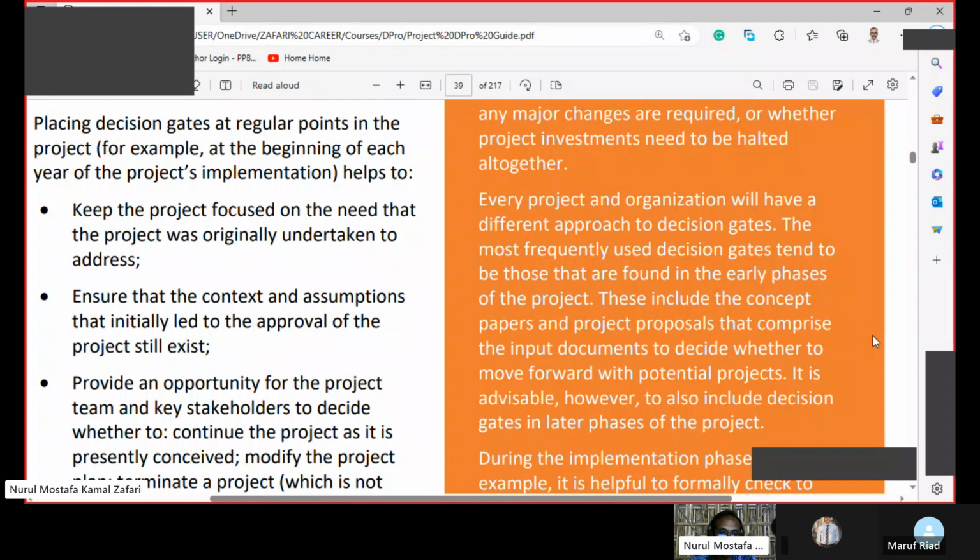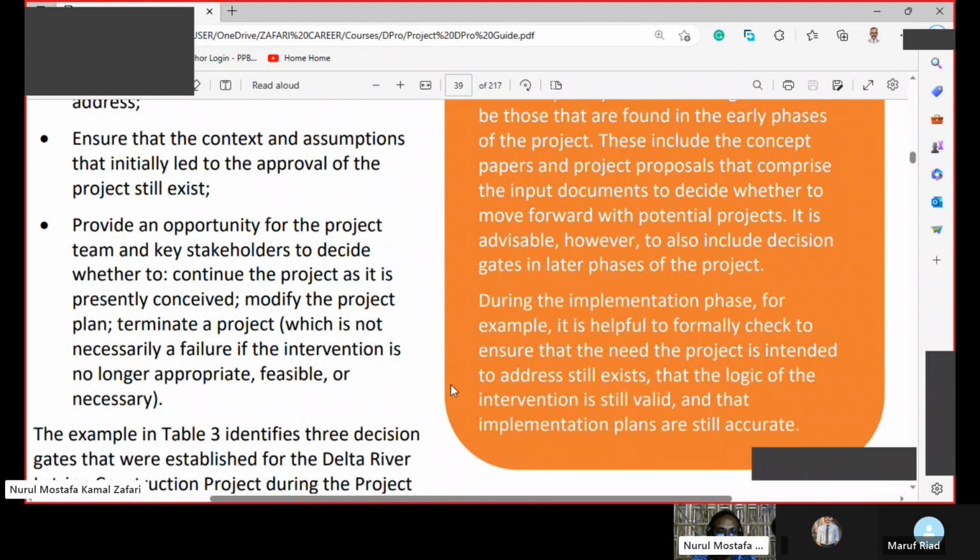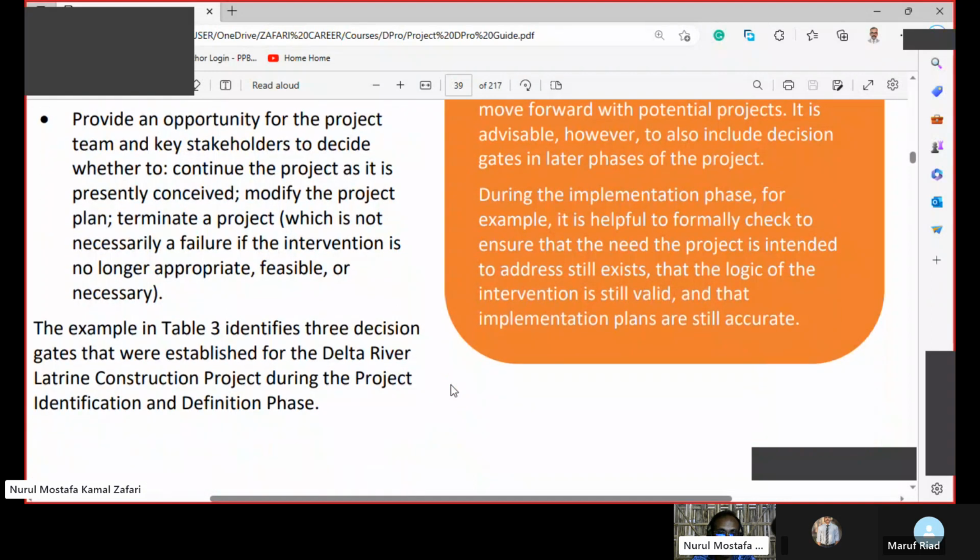It ensures that the context and assumptions that initially led to the approval of the project still exist. It provides an opportunity for the project team and key stakeholders to decide whether to continue the project as it is presented or conceived, modify the project plan, or terminate a project, which is not necessarily a failure if the intervention is no longer appropriate, feasible, or necessary.